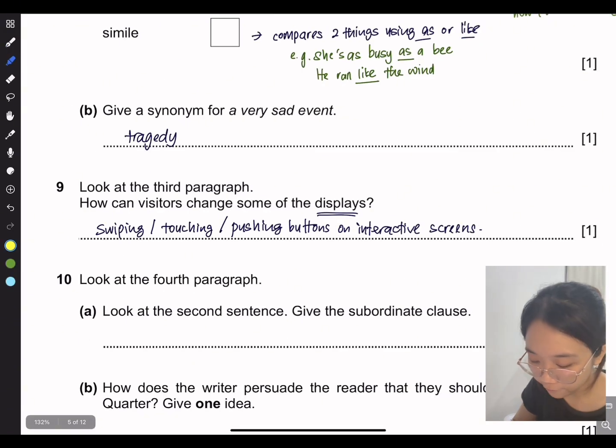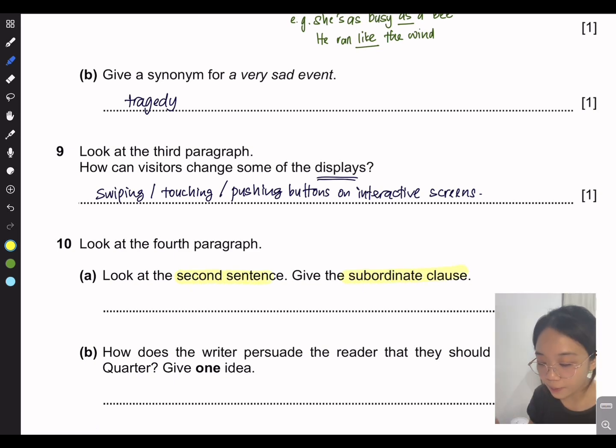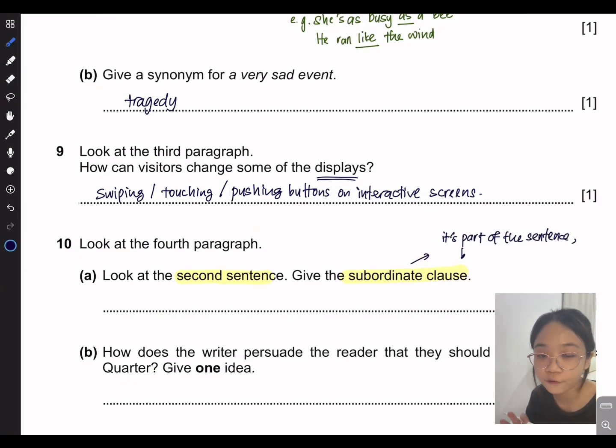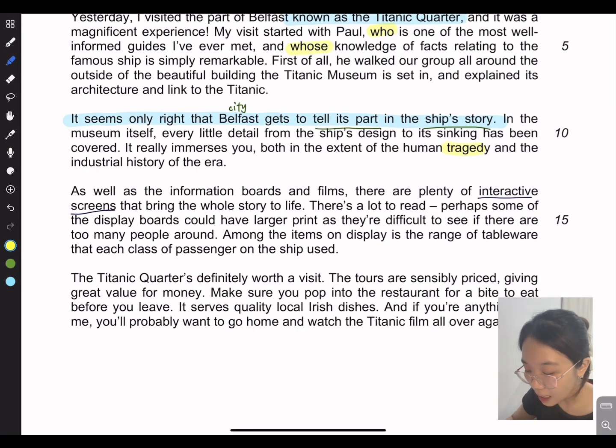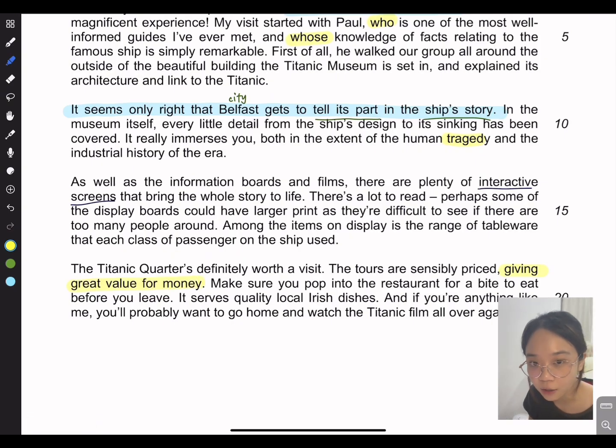Okay, now look at the fourth paragraph. Look at the second sentence. Give the subordinate clause. What is subordinate clause? Subordinate clause is part of the sentence. It does not give the full picture by itself. The subordinate clause that we can actually find here in the second sentence of the fourth paragraph is giving great value for money, because it is actually part of the sentence and it does not give the full picture of the entire sentence that what it's actually talking about.